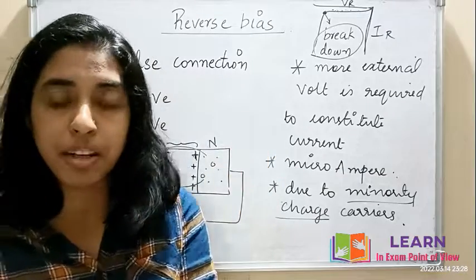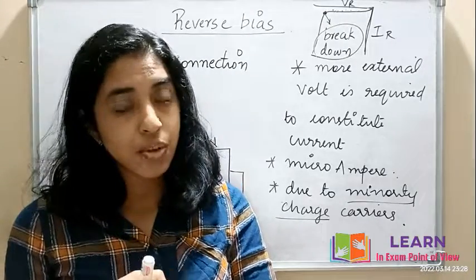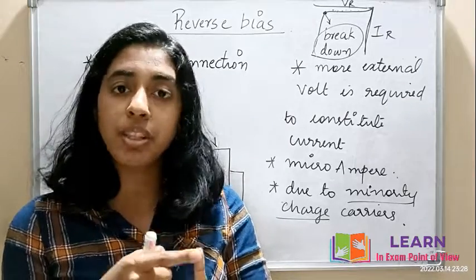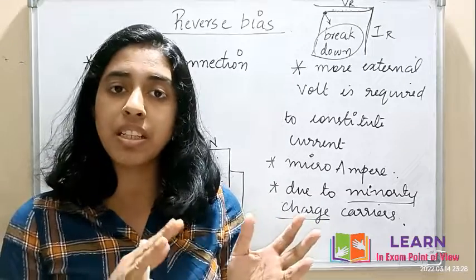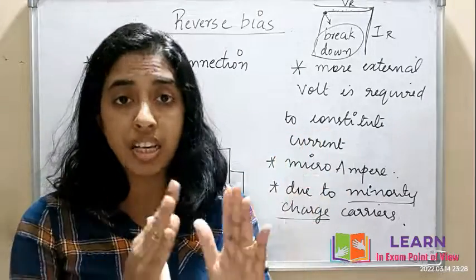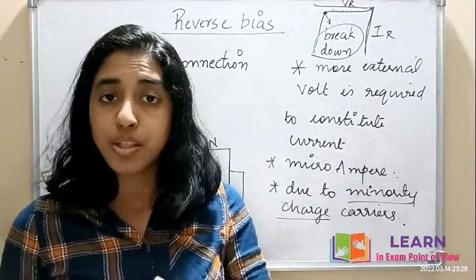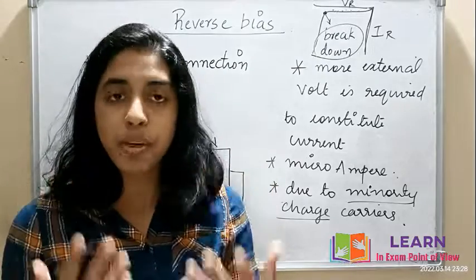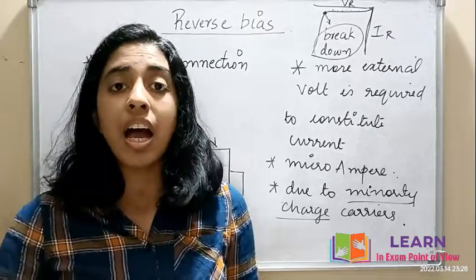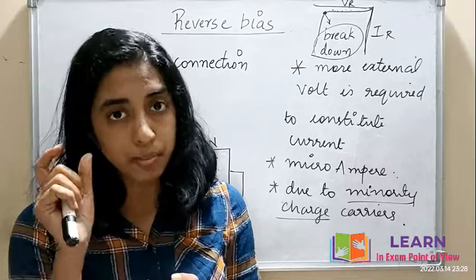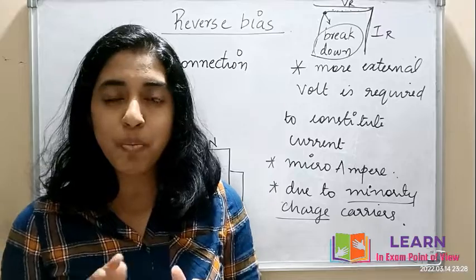Once again I will wind up. So reverse biasing, it is a false connection. P is connected with the negative terminal of the battery and N is connected with the positive terminal of the battery. And both directions of electric field will be the same. So the net electric field will be very high. So the depletion layer widens, and now the electron movement is not favorable. So more external voltage is to be applied to constitute some current, and the current will be measured in microampere, and that negligible current is produced due to minority charge carriers movement. Okay, so hope it is clear.